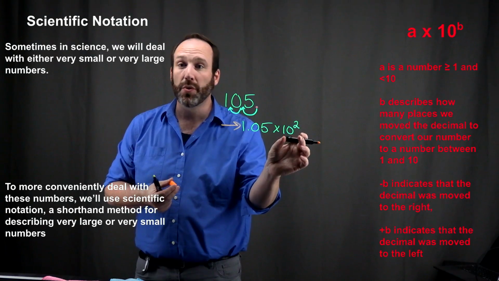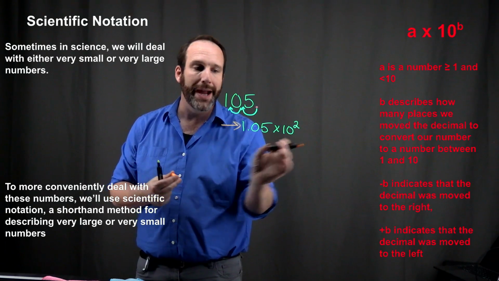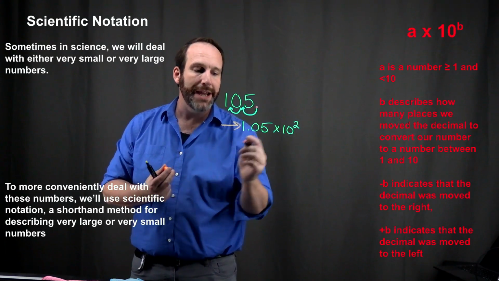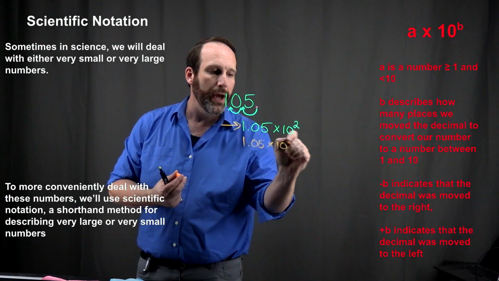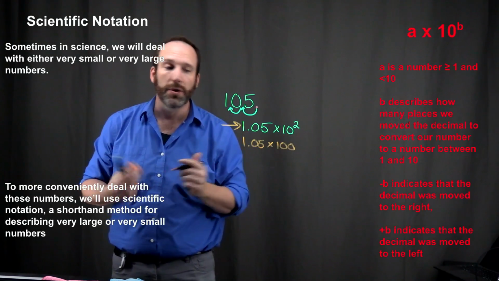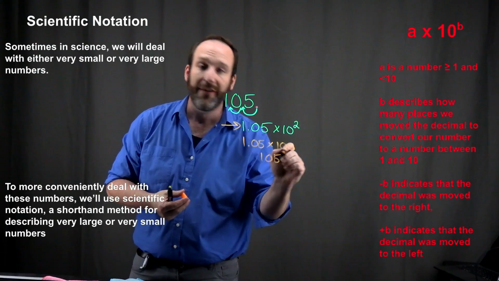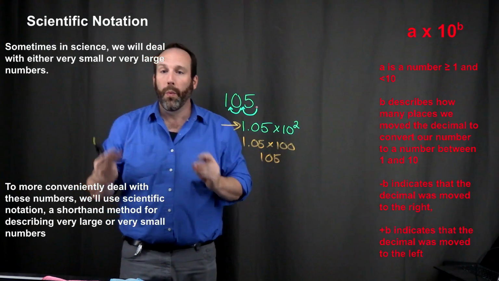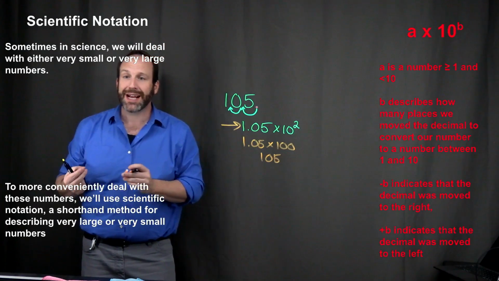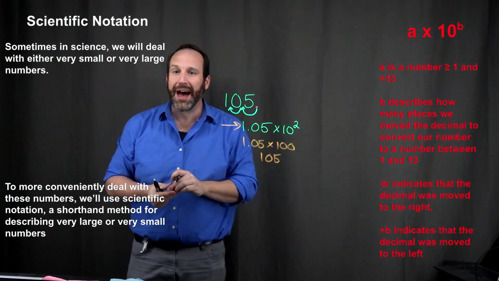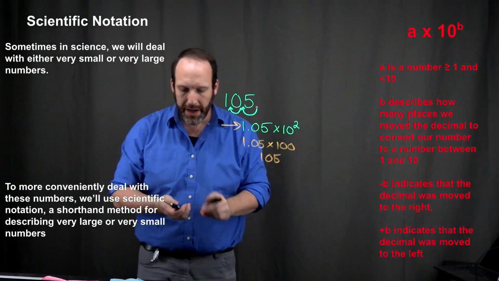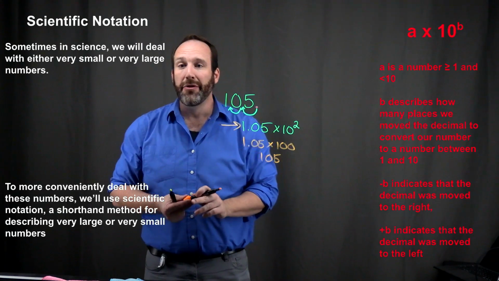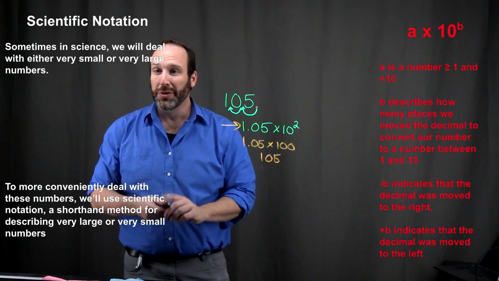Well, 10 squared is 100, right? So this scientific notation says 1.05 times 100. And if we did that math, of course, we'd end up with 105. Okay, so 1.05 times 10 to the second power is 105 written in scientific notation. Okay, so let me try another one that's going to end up looking kind of similar.